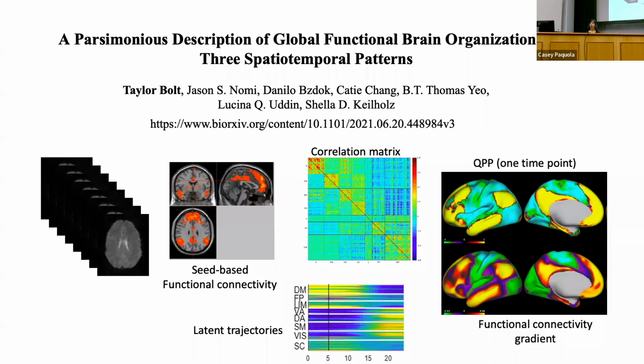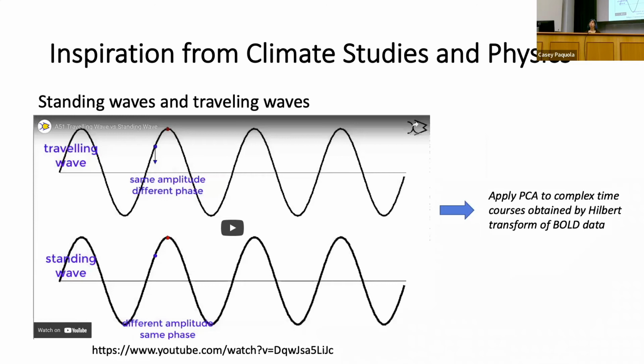And he did a deeper dive into how they relate to all of these different versions of analysis we have, from functional connectivity gradients to seed-based connectivity to graph theory. I'm not going to show all of his work today, but I do want to show his new method because I think it's quite cool. To get rid of this requirement to set a window length, he looked into what people do for climate studies. How do you describe worldwide climate oscillations? People use a combination of standing waves and traveling waves.